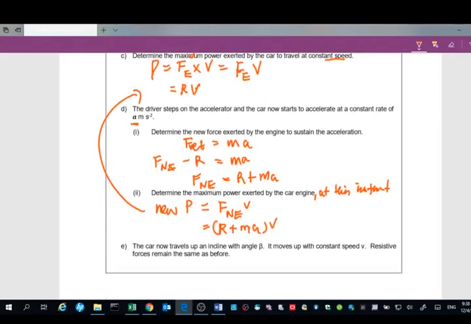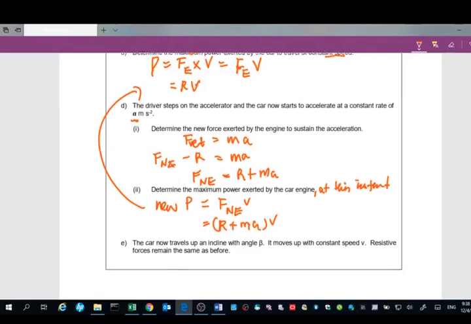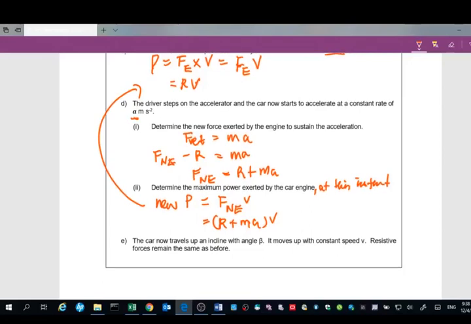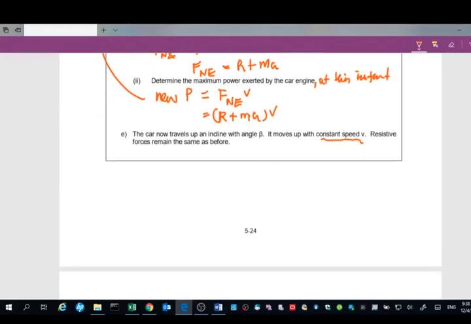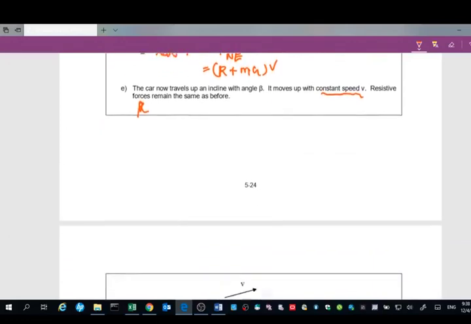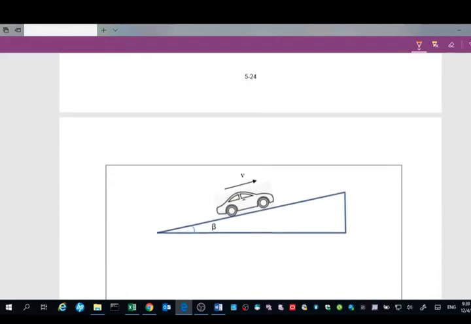Right, now we make things a bit challenging. We move the car up an incline with the angle beta. It still moves with a constant speed now. The resistive force remains the same as before, so the value is still R. Just to remember, R is the capital R here. Right, so we are okay with this diagram here.